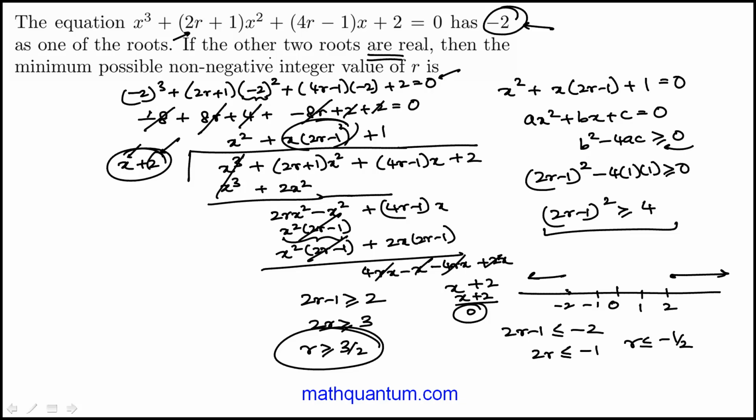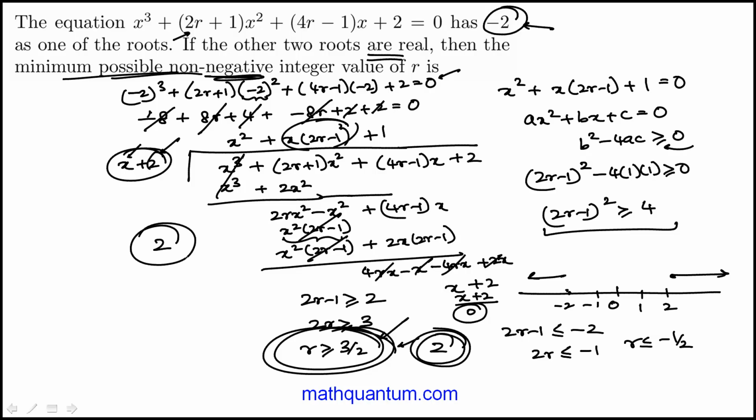We're looking for the minimum possible non-negative integer. So I have to look at this case, and we're looking at integer values. The least would be 2, since it's past 3 over 2, or 1.5. So the answer is 2. And if you're interested, you can find those two roots, just for your own interest, and graph it in a graphing calculator. You'll see the two roots are real. So the answer is 2.